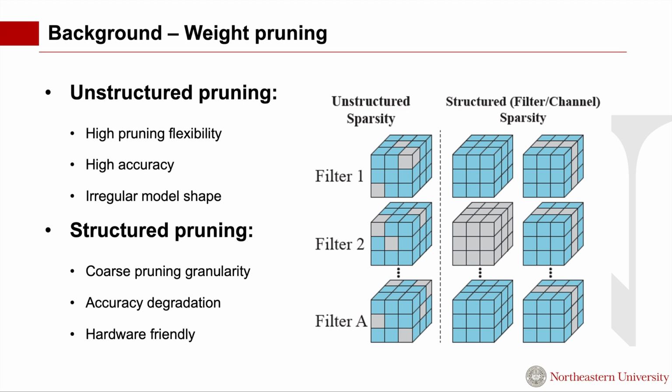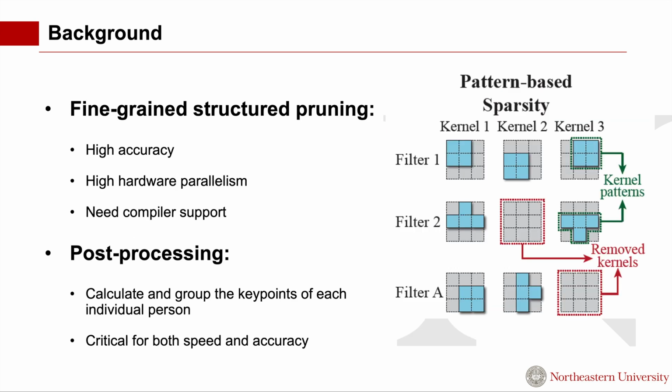The second one is the structured pruning that prunes whole filters or channels for convolution layers. This kind of method can get good accuracy and achieve acceleration on hardware devices. The third one is fine-grained structured pruning schemes that combine high accuracy and high hardware parallelism, but it needs compiler support in application.